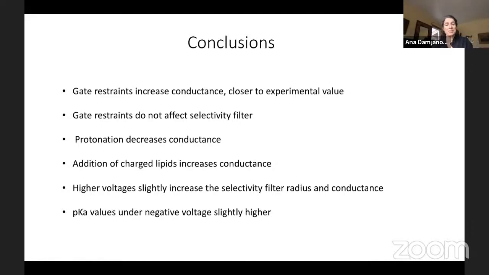And we also looked at the pK values under voltage, and negative voltage slightly increases the conductance, even though the errors are pretty high. So I don't want to make definitive conclusions here.